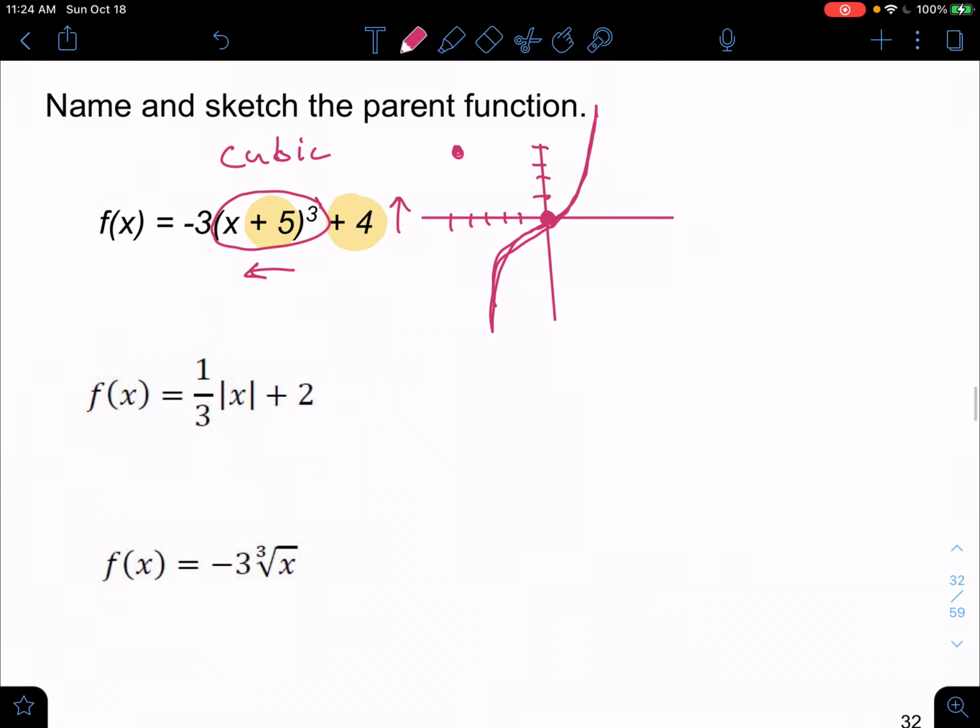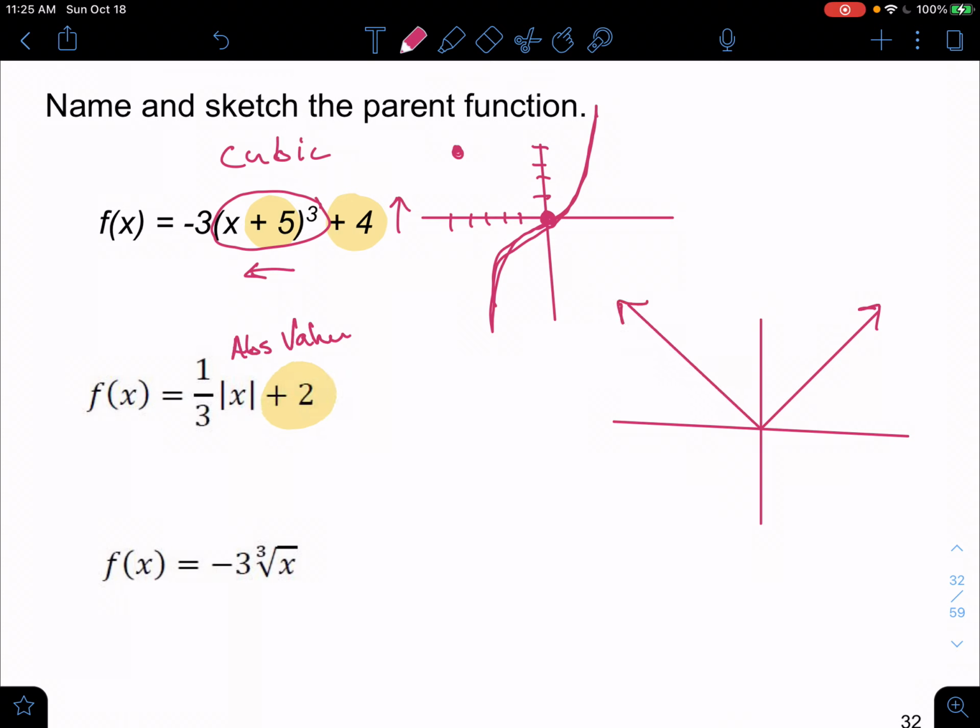Moving on to the next one, again, we see we have another absolute value. So we will be talking about our V shape here. So if this was our normal absolute value, then the plus 2 is simply going to move our graph up 2. And since there's nothing happening inside, there is no shift left or right, so our graph will move up 2, and that's where our new locator point will begin.